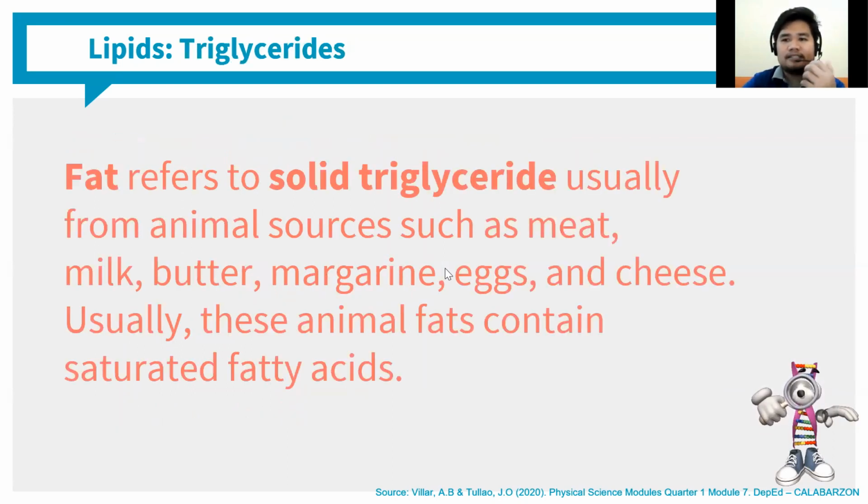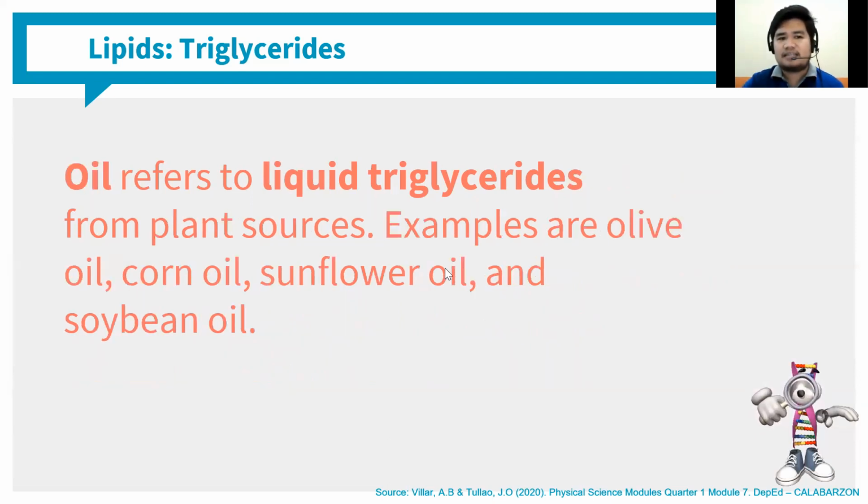Okay. Let's discuss first the fat. Fat refers to solid triglyceride, usually from animal sources such as meat, milk, butter, margarine, and cheese. Usually these animal fats contain saturated fatty acids. And kapag mas maraming saturated fatty acids ang nasa pagkain natin, yun yung sinasabi natin kanina na pwede kang magkaroon ng heart disease or mas expose ka sa obesity or heart diseases.